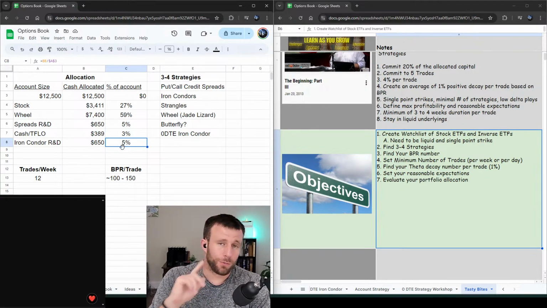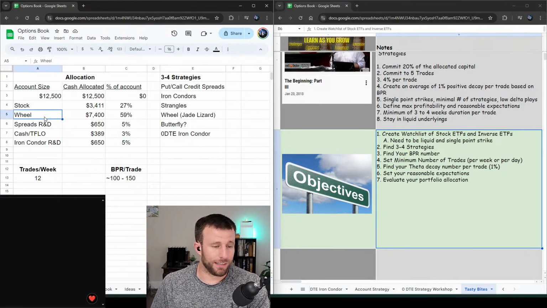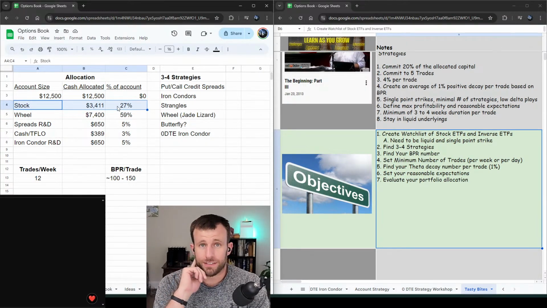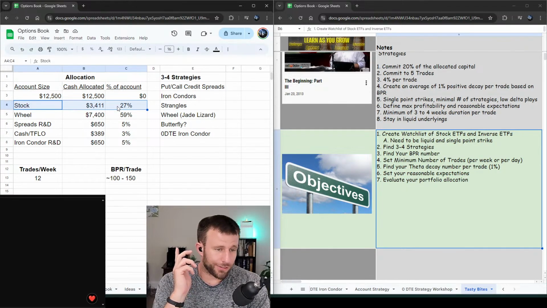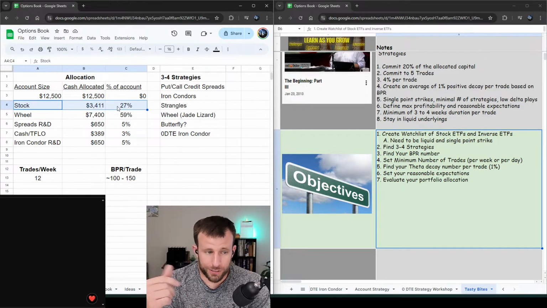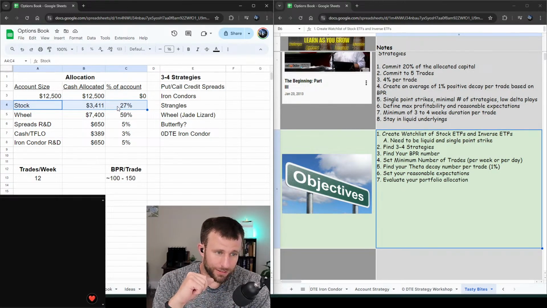I'm locked in on the wheel strategy. I feel very confident about that. That's not something that I'm testing out. The only thing I'd be testing out there is the Jade Lizard. And then the stock, that's Tesla, which again, I talked about yesterday, potentially moving that into a different account, so it's not really allocated to options trading. But I definitely want to own Tesla. There's no doubt about that.